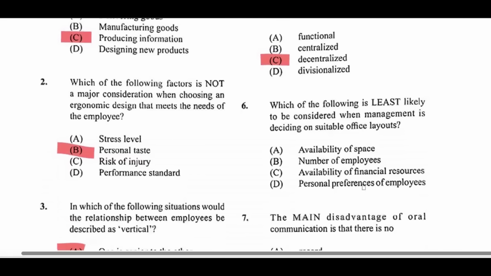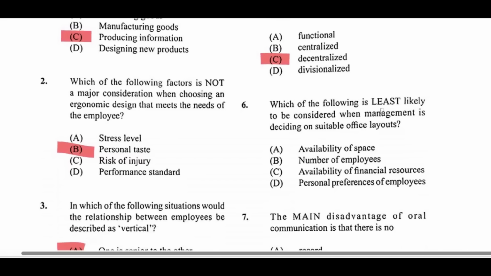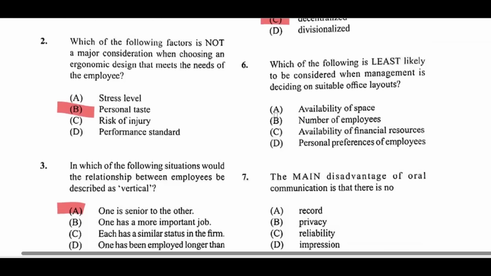Which of the following is least likely to be considered when management is deciding on suitable office layouts? This is a new question. We have to consider the space. We have to consider the number of employees we're working with. We must consider the resources, the budgets. Personal preferences of employees, we don't have to consider that. That is D. 6 is D.